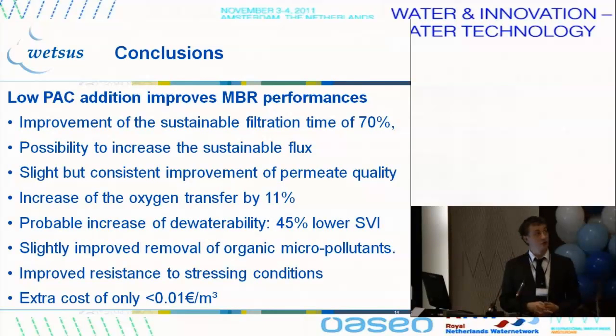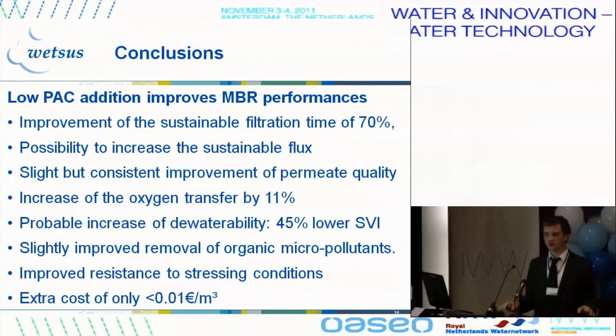So the conclusion: we could find an improved sustainable filtration time of 70%, without increasing the flux, but just by running at the same flux, and you can run much longer between the cleanings. That is one advantage. Then you have the possibility to increase the sustainable flux if you want. It makes it again more robust in case of peak loads. You have a slight but consistent improvement of the permeate quality.